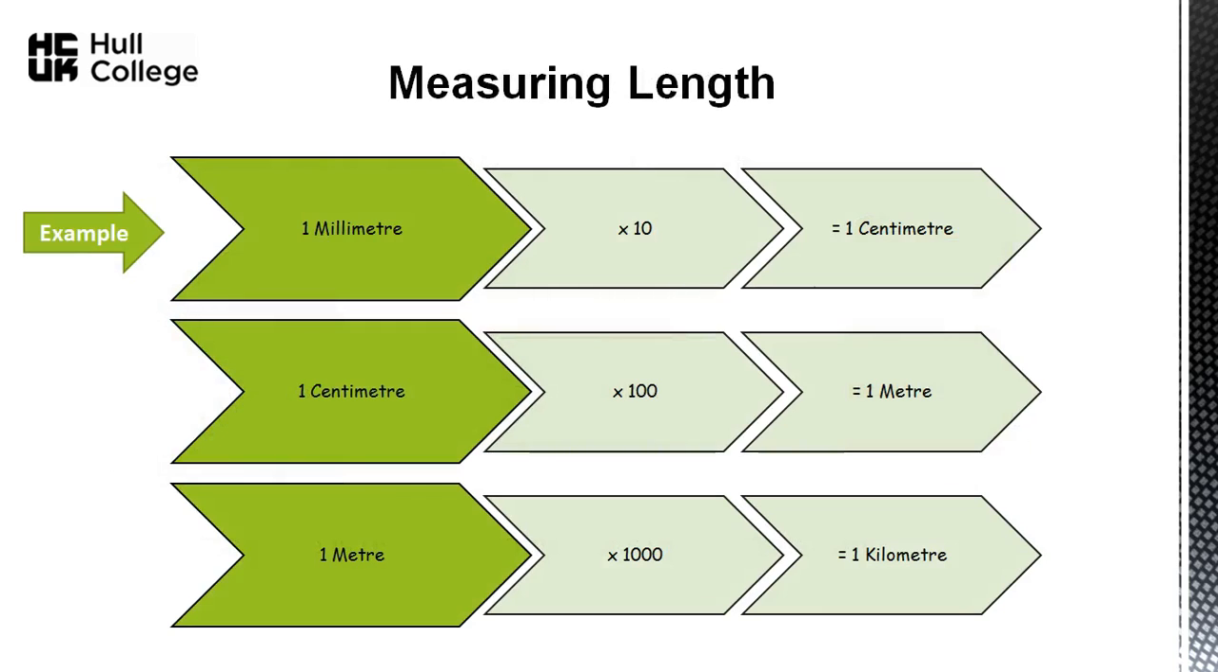For example, take 1 millimetre. If you multiply it by 10, you get 1 centimetre. If you take 1 centimetre, multiply it by 100, that equals 1 metre. And again, 1 metre, multiply that by 1000, will give you 1 kilometre. It may be useful to pause the video and write these down.